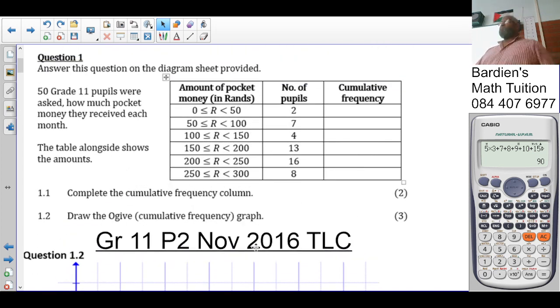So in the first question, we are told to answer this question on the diagram sheet provided. Now, this time you will get an answer book where all answers must be written in the answer sheet. You're not going to get a separate diagram sheet, so your answer book and the diagram sheet are in one. We are told that 50 grade 11 pupils were asked how much pocket money they received each month.